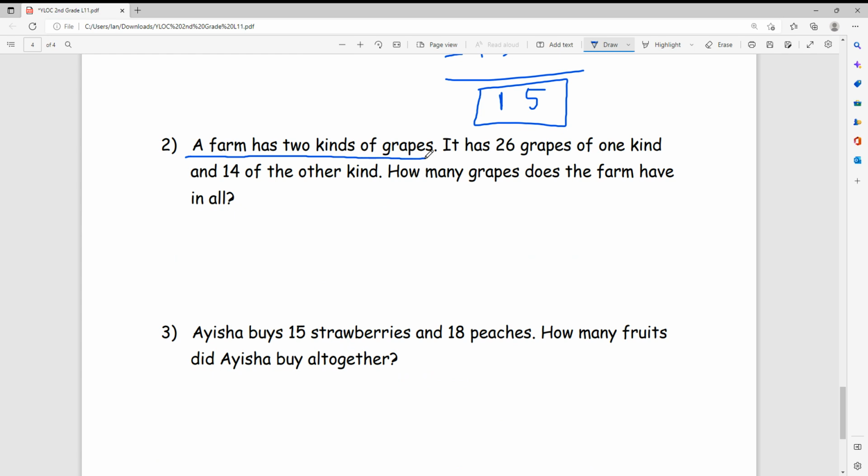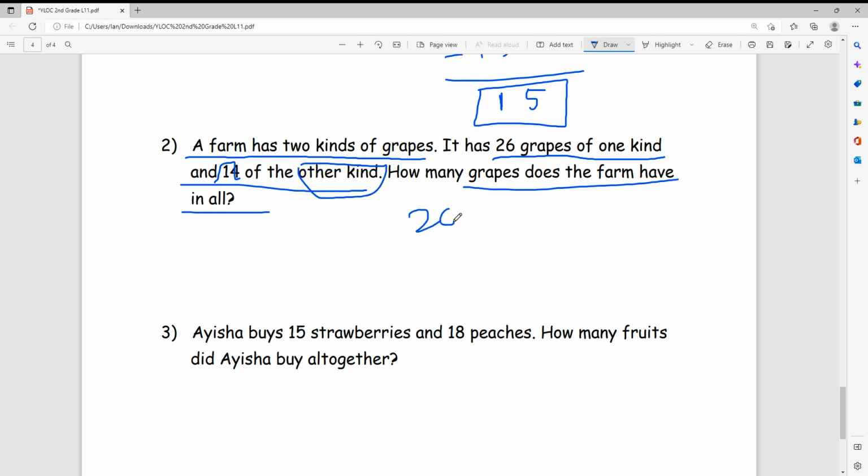2. A farm has 2 kinds of grapes. It has 26 grapes of one kind and 14 of the other kind. How many grapes does the farm have in all? So it wants us to know the total of grapes, and it doesn't tell us here. It tells us that it has different other kinds. So we're going to add 26 and 14.